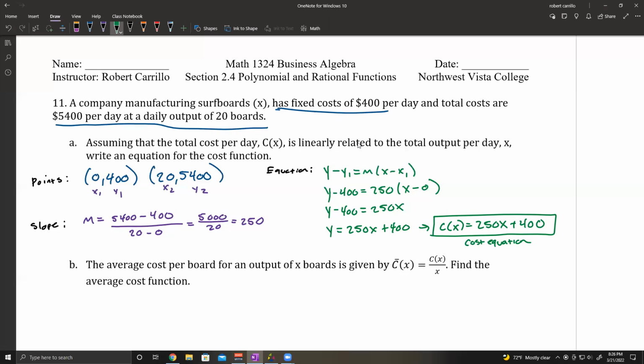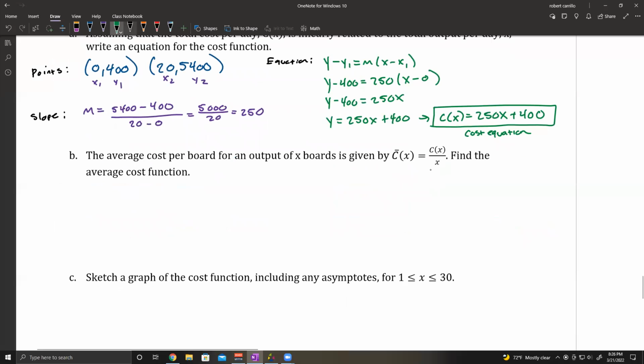Next, we get introduced to a new function. We come across the average cost function. It says the average cost per board for an output of X boards is given by the formula C bar of X, which has a little bar hat, is equal to the cost function over X. Find the average cost function. All you have to do is take your cost function, which we just found above, and put it over X. That's it.